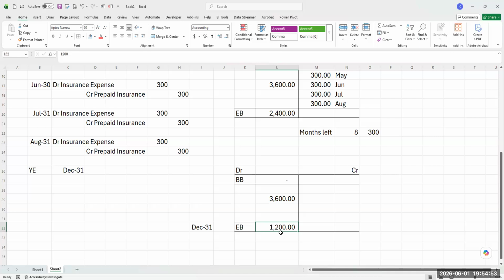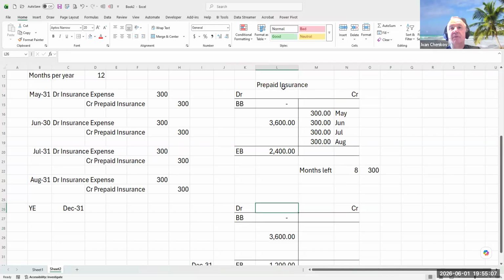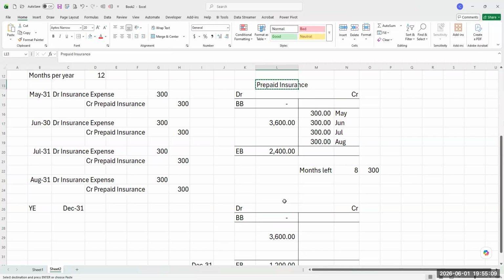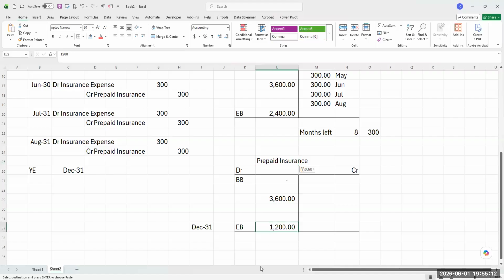What do you think? 300 again. 3,000? So 300, no, again. 300 again for April, but in cumulative from May 1st to April 30th, oh, cumulative, it'll be 3,600. 3,600. How much will be our ending balance on the prepaid insurance account? Zero. On April, I have to see here zero.